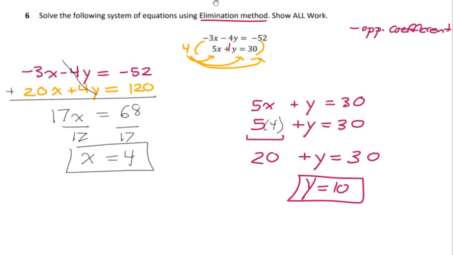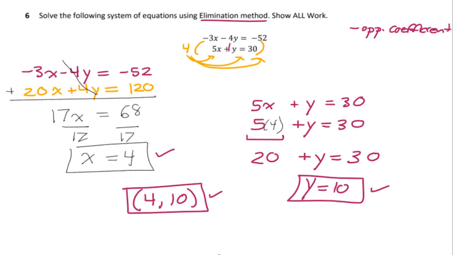Remember, I can leave my answer like this, 4 and 10, or I could write it as a point, (4, 10). You have to do one of them, right? You can leave the answers in 2 boxes, or you can leave them in 1 box like that. It's up to you. All right, pause the video if you need to copy this down. We're moving on to questions 7 and 8, and then we're done.